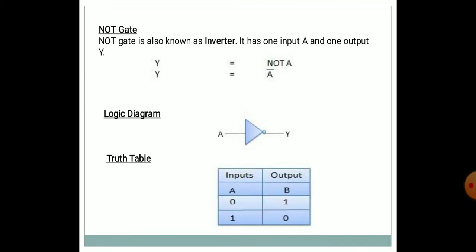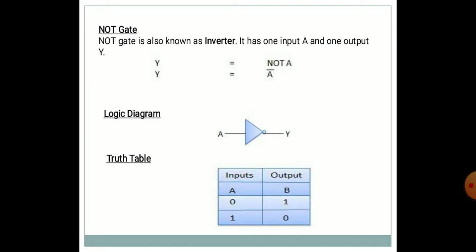Okay. Now the third one is a NOT gate. So the NOT gate is also known as an inverter. It is the simplest gate. The simplest gate is a NOT gate. It is also known as the inverter. It accepts a single input and outputs the opposite value.